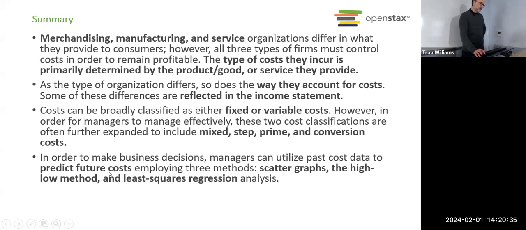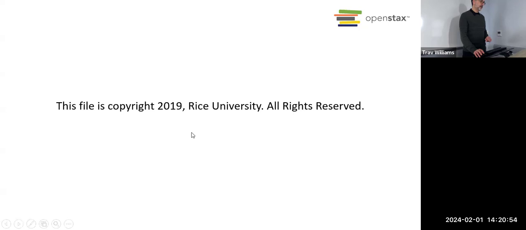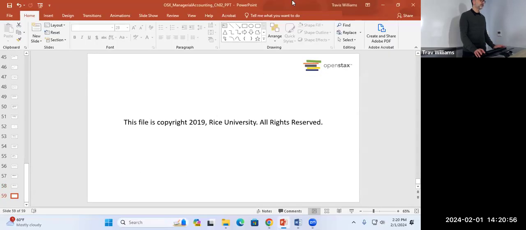We also learned that to predict future costs that are mixed, we can use scatter graphs. We could use the high-low method, and we could use the least squares regression method with the spreadsheet, which would be the most accurate method. So that is it. That is our chapter. Any questions at this point?